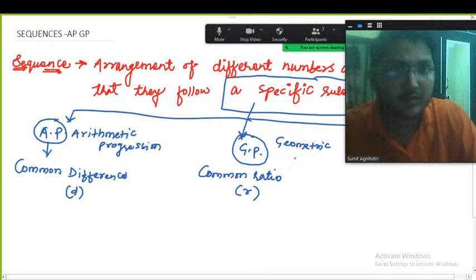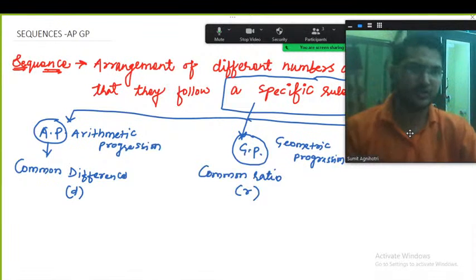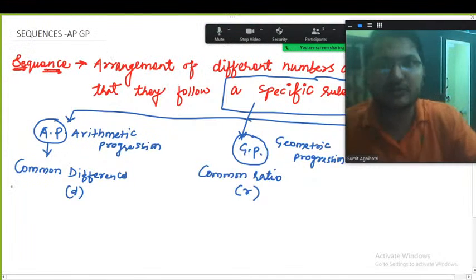I'm just going to explain these two with some examples. Don't worry. We will consider some examples of all three kinds of progression. First, I'm considering a few examples of AP.